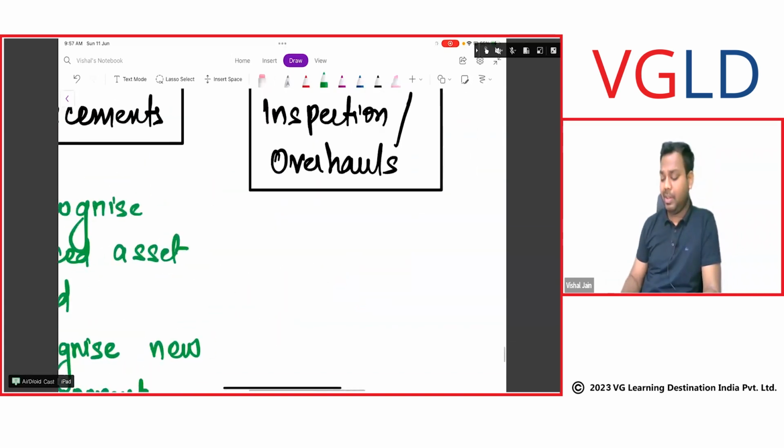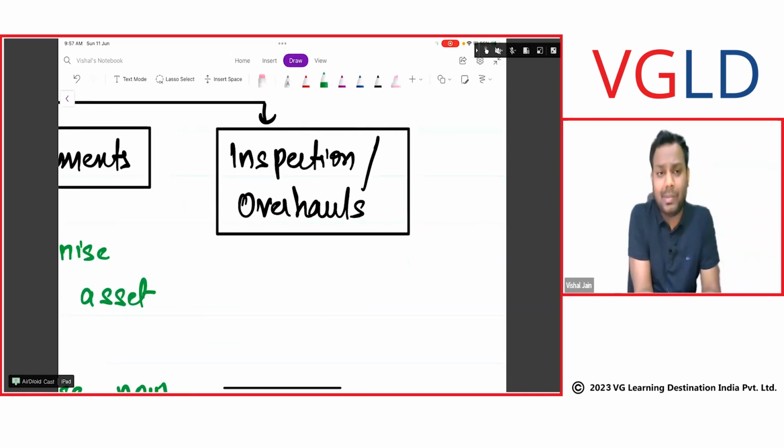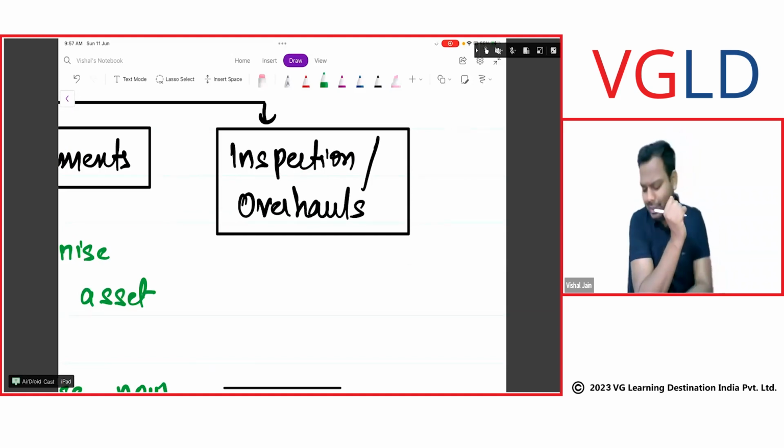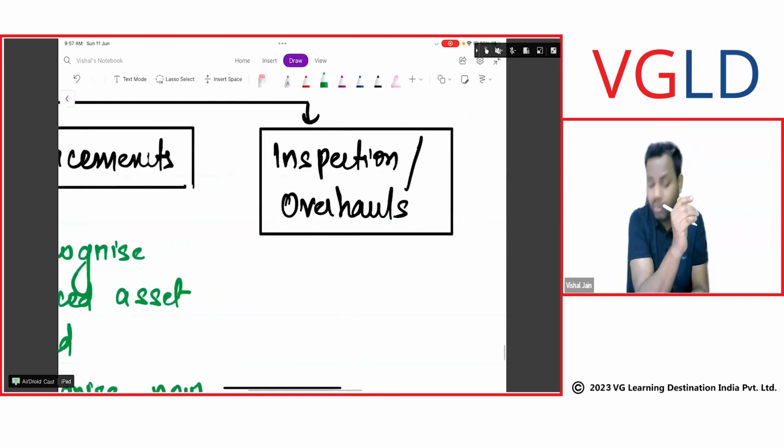Now, inspection or overhauls. Again, there are some assets which require inspection at regular intervals. Example, again the flight. Okay, Subham, this can be called a component, but component is a little bit different. I will explain the meaning also. I'll take up an example and explain it. Don't worry at all.